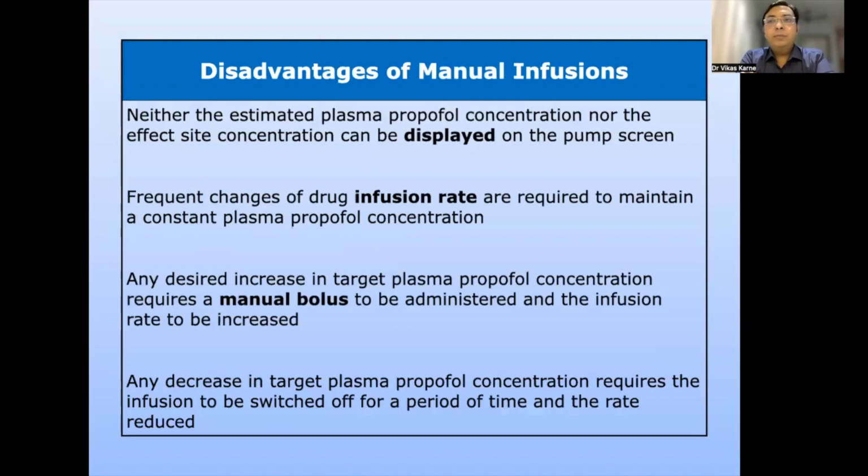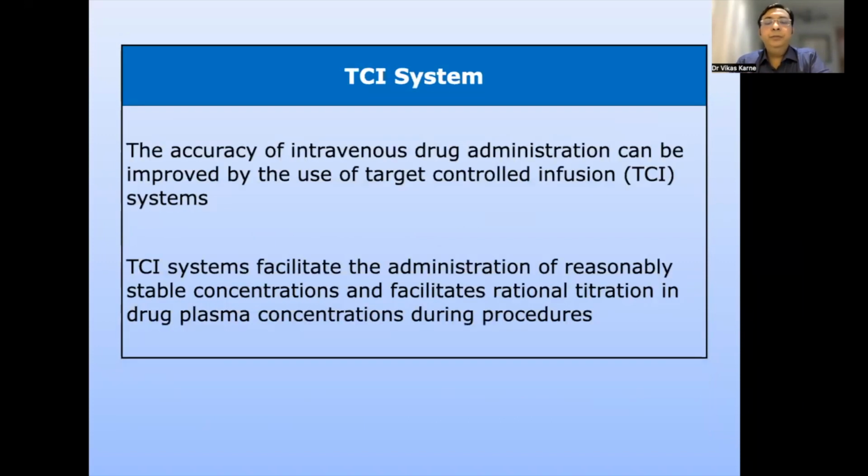So the disadvantages of manual infusions are that neither the estimated plasma propofol concentration nor the effect site concentration can be displayed on the pump screen, which is seen in the TCI pump. Frequent changes of the drug infusion rates are required to maintain a constant plasma propofol concentration, especially if surgical stimuli are added in between. Any desired increase in the target plasma concentration requires a manual bolus, and any decrease in the target plasma propofol concentration requires infusions to be reduced or switched off for a short period. So this creates a lot of ups and downs in the plasma concentration.